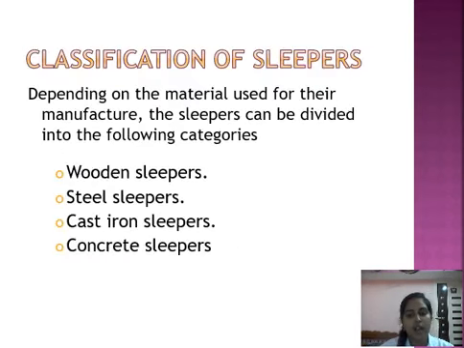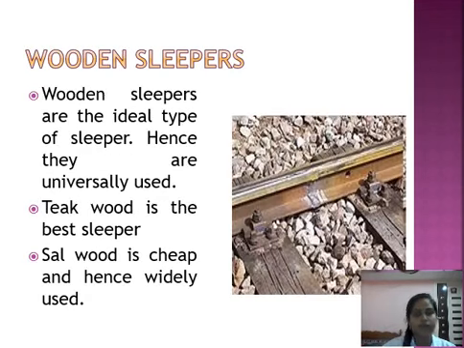So what is the classification of sleepers? Depending upon the material, the sleepers can be divided into the following categories: wooden sleepers, steel sleepers, cast iron sleepers, and concrete sleepers. Let's see one by one. Wooden sleepers are the ideal type of sleeper. They are considered to be the perfect sleeper, hence they are universally used.